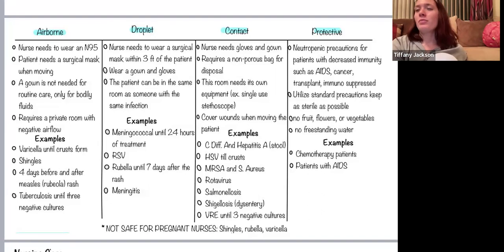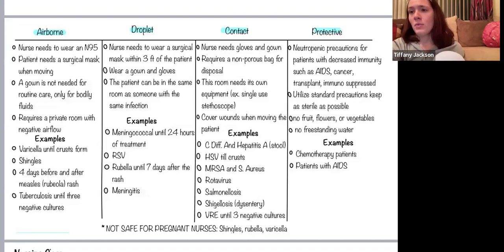And then finally, we have protective precautions. It's not necessarily that the patient has anything that could infect us, but we might be carrying something that could infect the patient. And these patients have such decreased immunity that the regular things me and you can carry would be very, very detrimental to them. So these are our neutropenic precautions, usually for patients who have AIDS, cancer, patients that have received transplants, or patients that are immunosuppressed, whether it be because of a pathology or because of medications such as steroids and things like that.